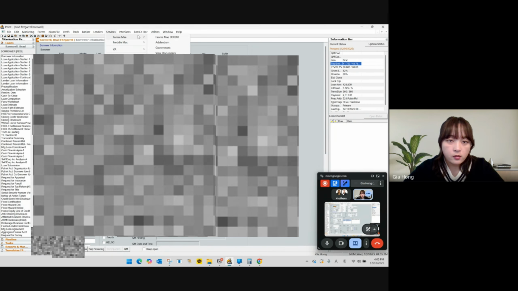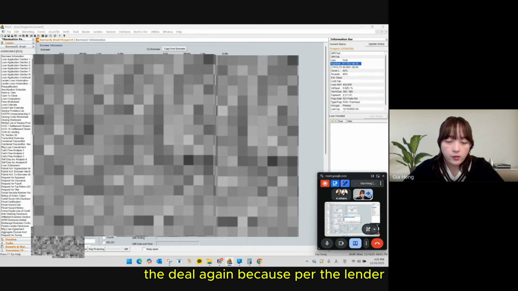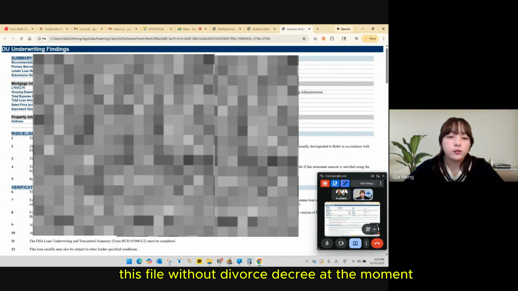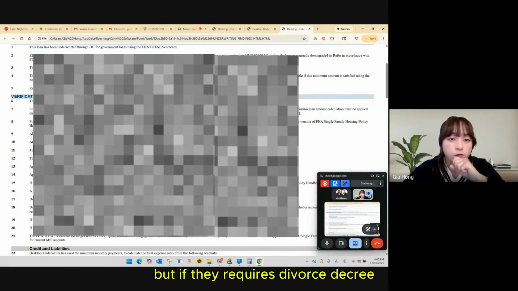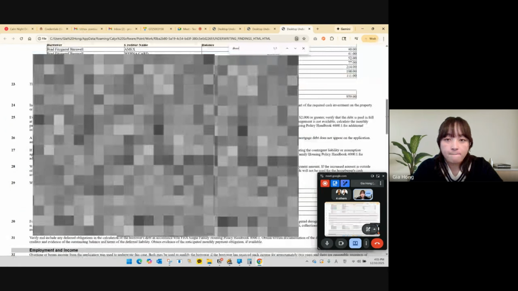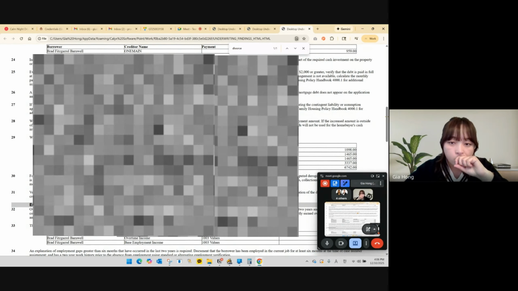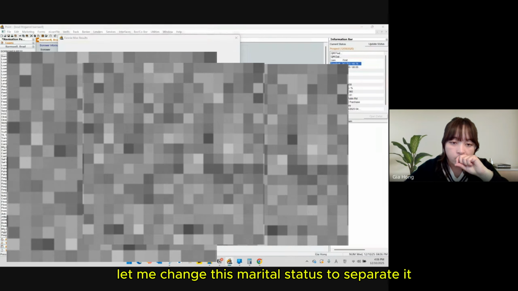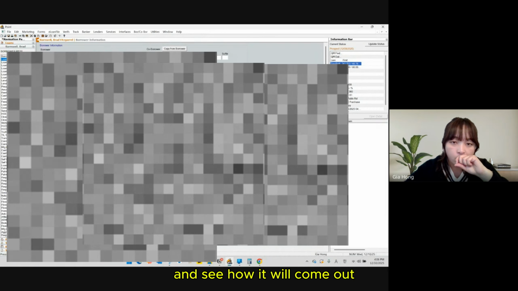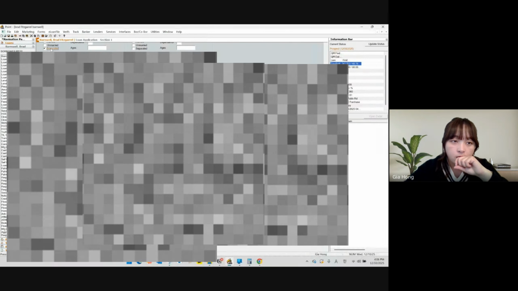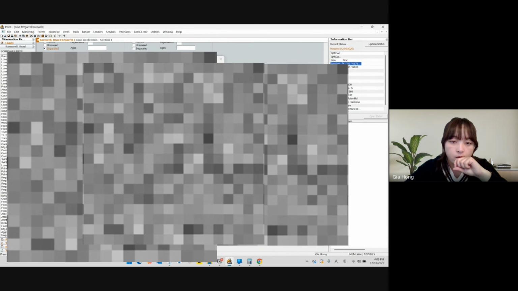Let me review the deal again, because per the lender, they said they may accept this file without a divorce decree at the moment, but if the deal requires a divorce decree, then they said they'll have to get it. You know what? Let me change this marital status to separated and see how it will come out, because sometimes the verbiage might be different depending on the marital status. Let's see how it will come out.